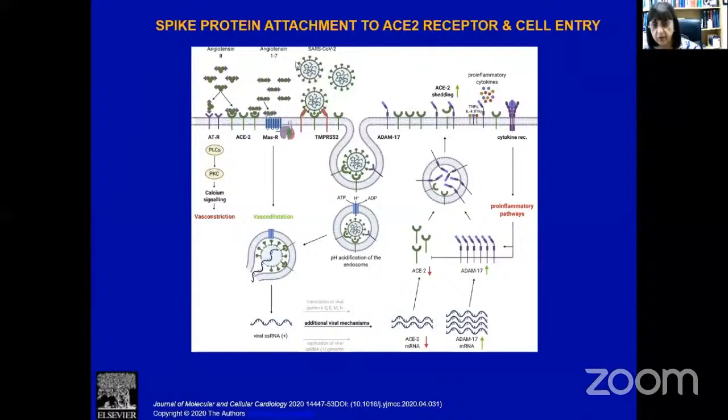So here you see free-floating coronavirus. Here you see a coronavirus that comes towards the ACE receptor. There's cleavage of the S protein to S1 and S2. S1 binds to the green side, S2 binds to the red side, and between the two of them, they promote endocytosis. And in that way, the virus enters the cell.